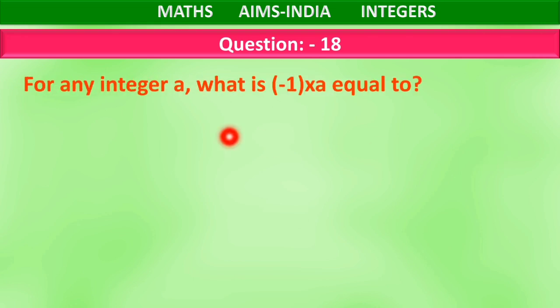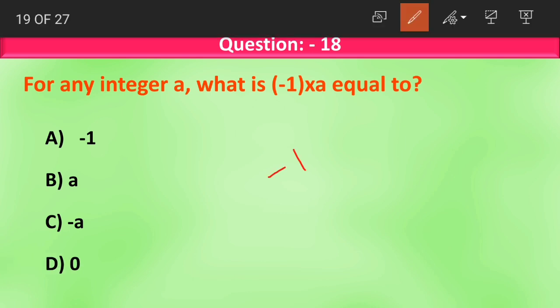Next question number 18. For any integer a, what is minus 1 into a equal to? Option A minus 1, option B a, option C minus a, option D 0. Now look at the question. Minus 1 into a. How do we solve this? Coming to the signs, one is negative and the other is positive. So the final result will be negative. Both the signs are different. So the result will be negative.